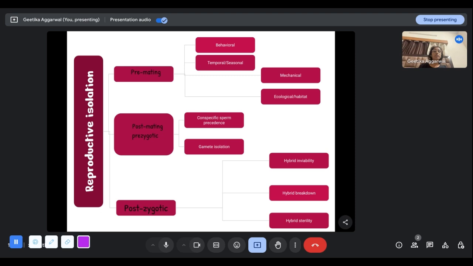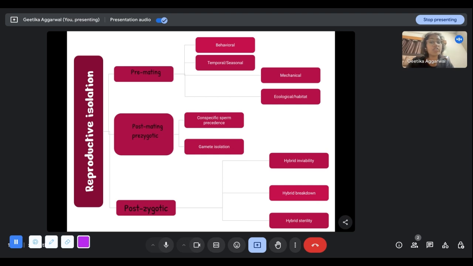Then there is mechanical isolation, in which the reproductive parts have so evolved that they no longer fit into each other. For example, the reproductive parts follow a lock and key mechanism, in which the male reproductive parts fit into the female reproductive parts, and that is how mating happens. But when they're mechanically isolated, these two parts are unable to fit together, and the individuals are unable to mate if they belong to these populations which are mechanically isolated.